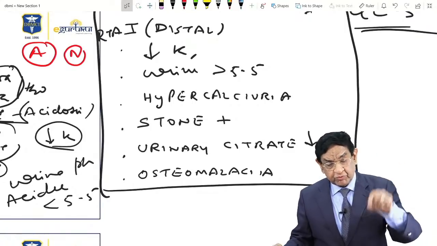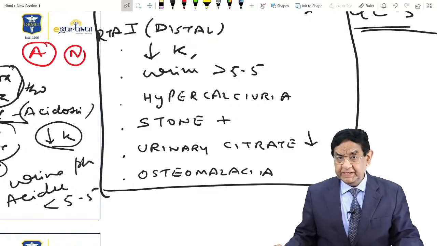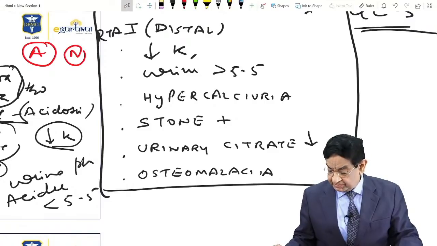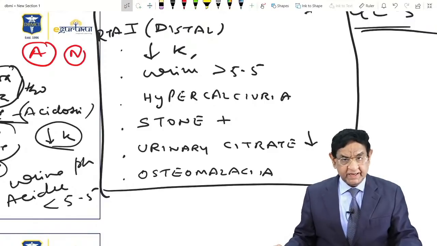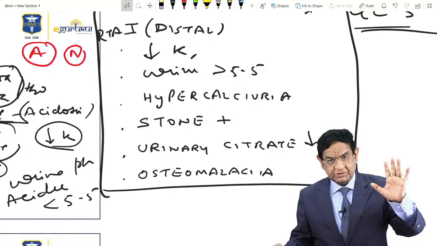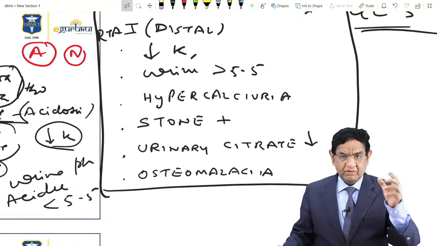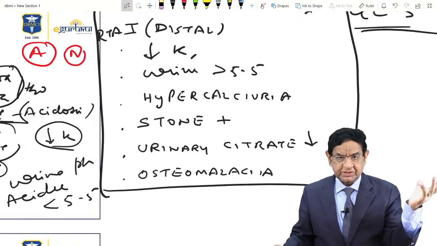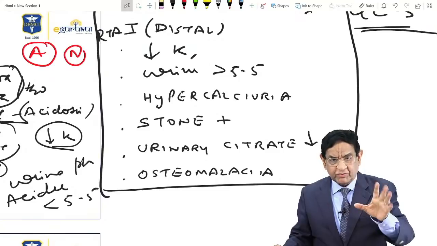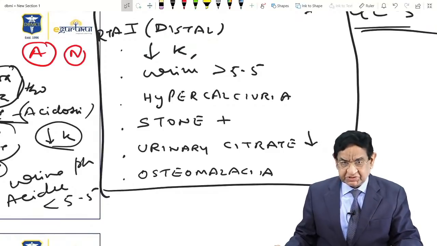Hypercalciuria, but renal stone formation is there because the urinary citrate level is reduced, and osteomalacia occurs here also. That's all. If you remember these 3 boxes, golden boxes, whatever you can say, you can answer any question on these RTA.